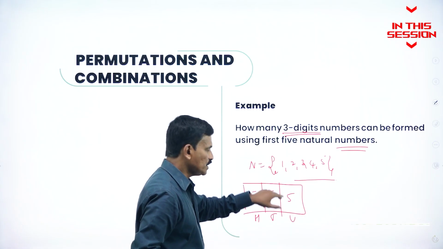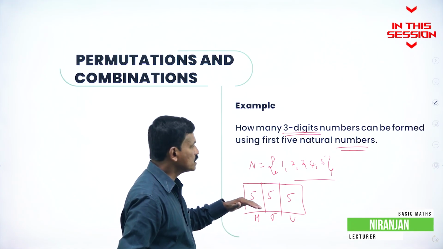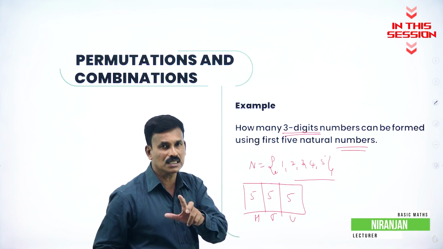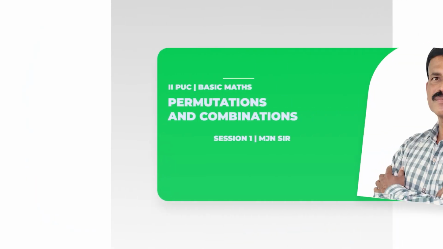There are 5 numbers 1, 2, 3, 4, 5. So using these 5 numbers, we are going to form a 3-digit number. 3-digit number means unit, 10, 100.